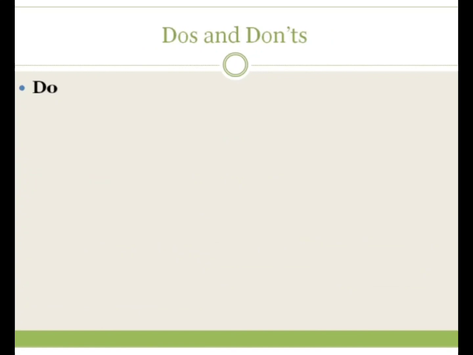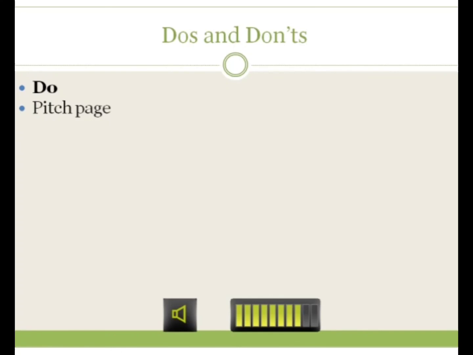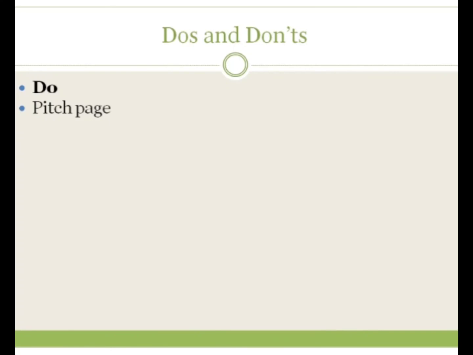Now I want to talk about the do's and the don'ts. Several things, but the first two things are primary. Number one, your pitch page must describe the product clearly. That's a biggie. I've had my product approved and disapproved several times because the pitch page was not necessarily clear.